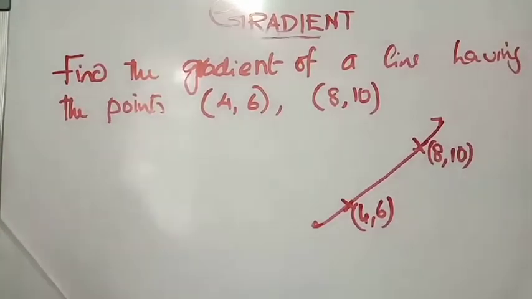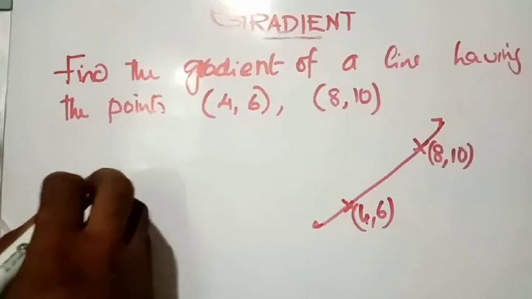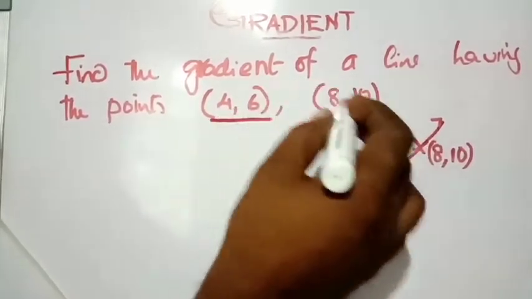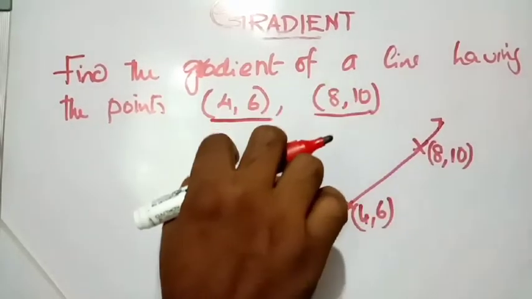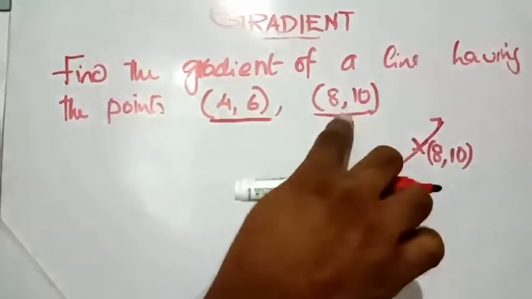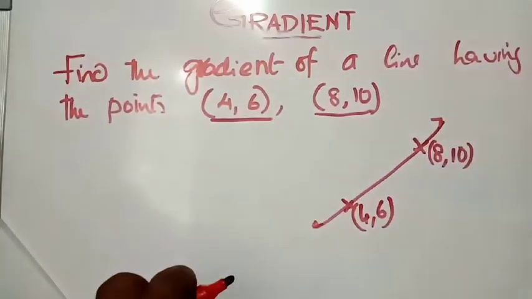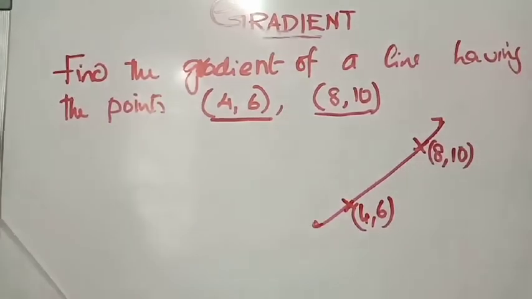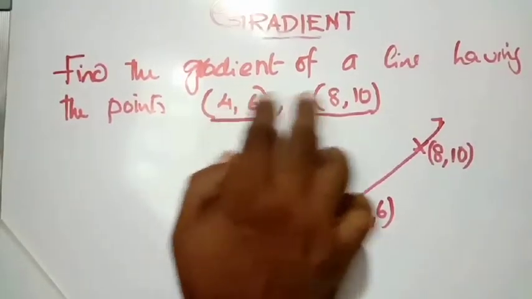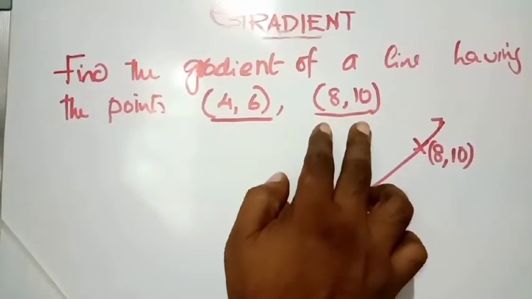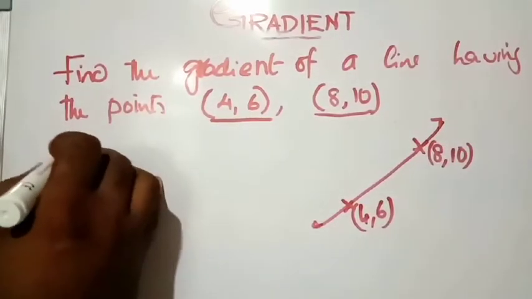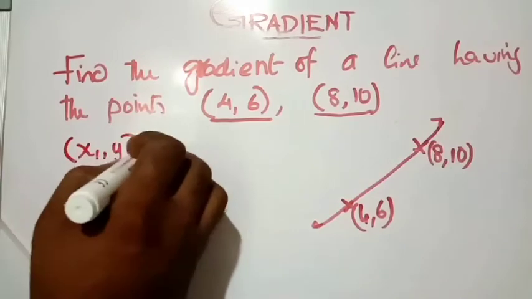Now let's see how to find the gradient. So when we have 2 points 4, 6 and 8, 10, we have to decide one pair as x1 y1 and the other pair as x2 y2. That is up to you, no issue. You can decide either 4, 6 as x1 y1 or 8, 10 as x1 y1, no problem. So here I decide x1 y1 as 4, 6.